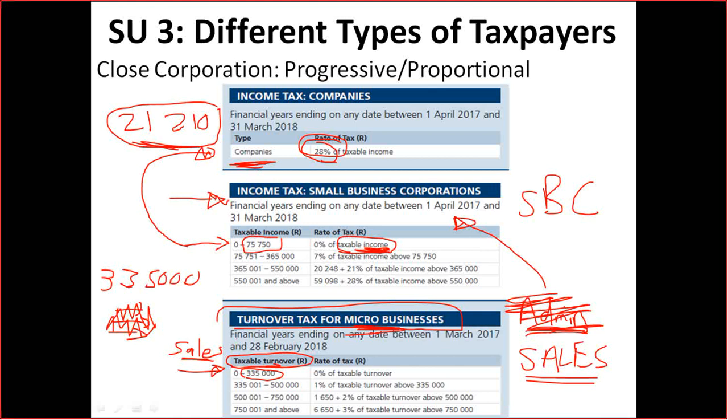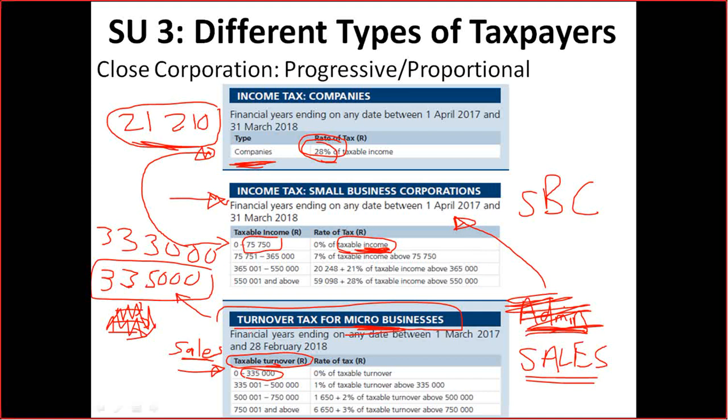All SARS is going to want to see, if you're a micro business using turnover tax, is this: how much did you sell over the last 12 months? If you sold 335,000, you would literally pay nothing in terms of tax. Yes, sir. Absolutely nothing. So if you can show 335,000 worth of income in terms of sales, i.e. taxable turnover, you would have to pay 0 to SARS.